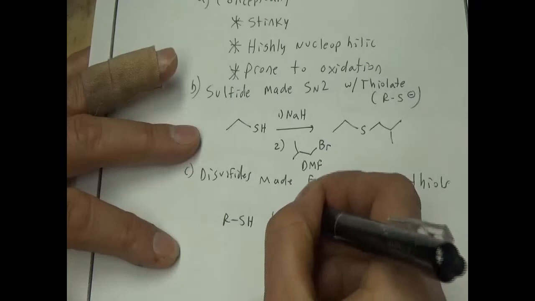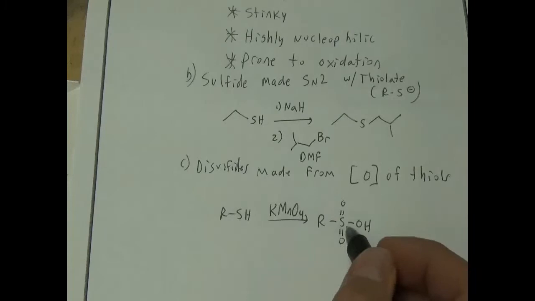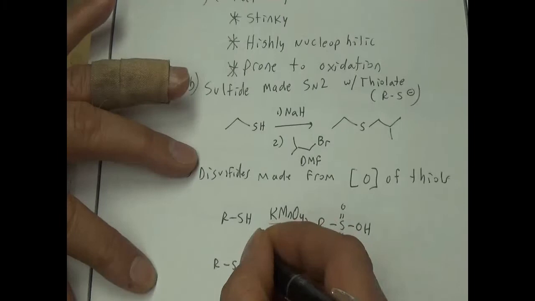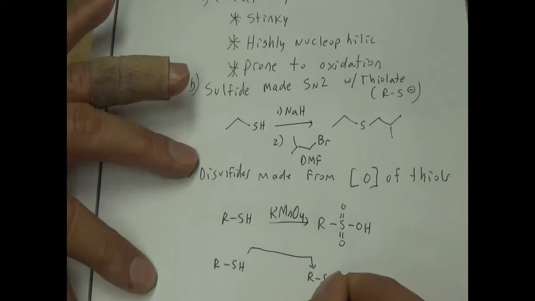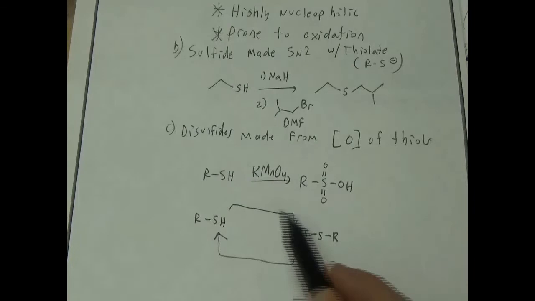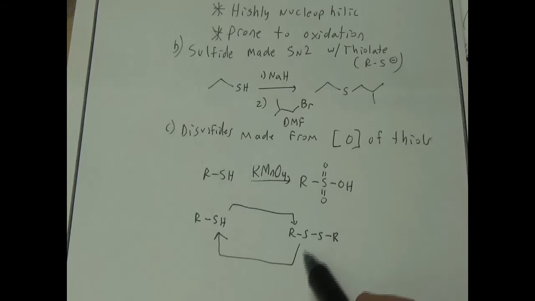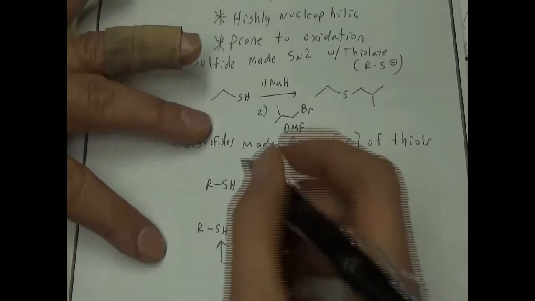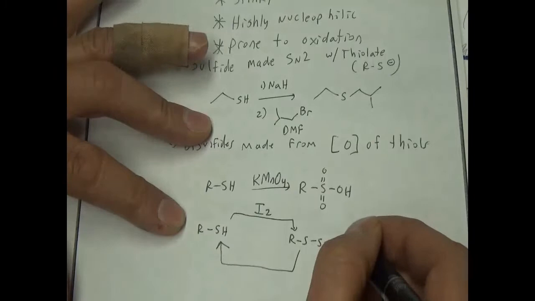KMnO4 is a very strong oxidizing agent, and it'll do this crazy multi-step oxidation. But if you want a gentle oxidation, you can oxidize a thiol to a disulfide. And it can go both ways. If I use a mild oxidizing agent, I can go from thiol to disulfide. If I use the correct reducing agent, I can go from the disulfide back to the thiol. The mild oxidizing agent is I2, iodine. And the mild reducing agent is lithium ammonia.